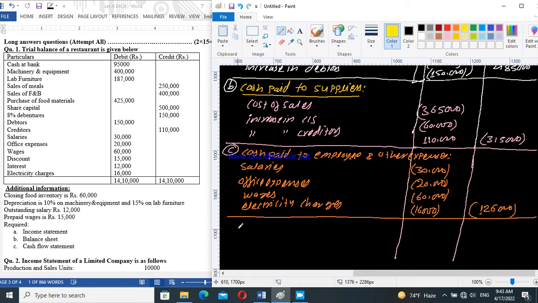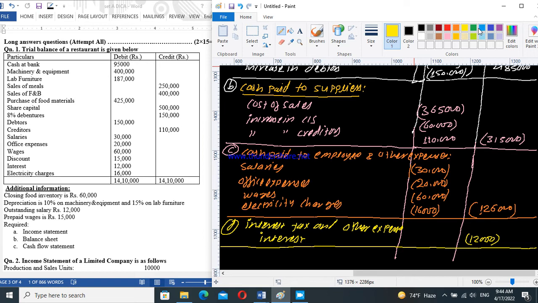D, cash paid to interest, tax, and other expenses. Only we have interest 12,000. The paid amount is always minus.